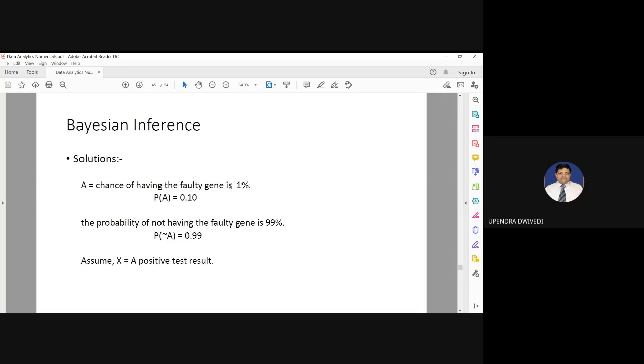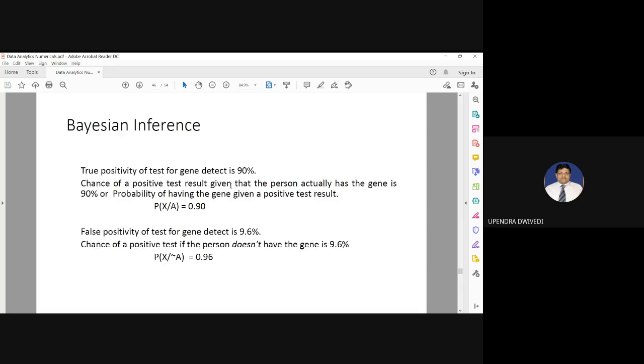Now the next statement says the true positivity of the test for gene defect is 90%. You can rearrange this sentence: the chance of a positive test result given that the person actually has the gene defect is 90%. So the probability of a positive test result given A, P(X given A), is 0.9.